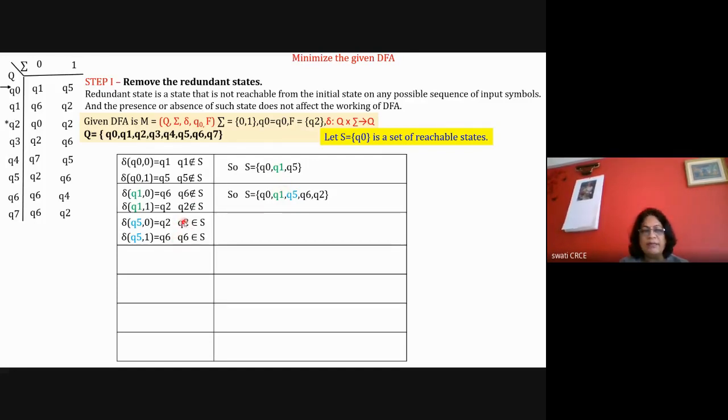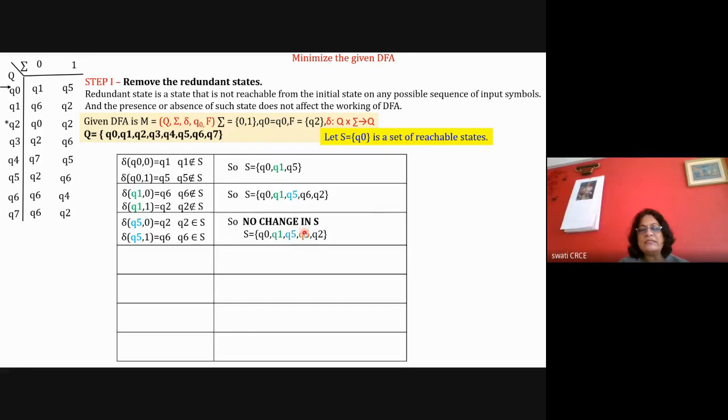Okay, what is the meaning of this particular thing here? Q2 belongs to S. I'm saying that these two states are reachable that I've got, but they are already there in the set. So I don't have to now change the capital S. So capital S will remain the same, and I'm going to rewrite it as it is. This is my current set of reachable states. So there is no change in S in this particular state. So now I've done the checking for Q5.